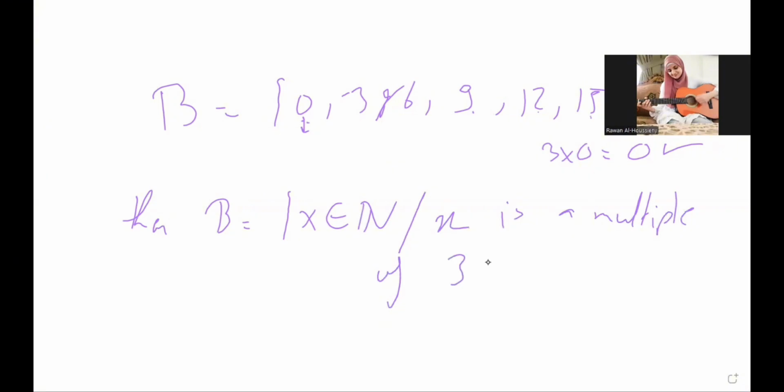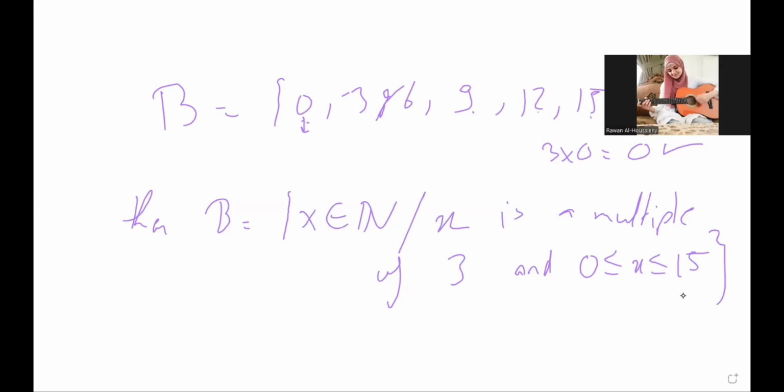Also we have to determine that x is between two numbers. Here it is mandatory to specify x between two numbers. Why? Because, for example, 21 is a multiple of 3 but it does not exist in the set B, and x is between 0 and 15. So here I need to specify that x is between these two numbers.